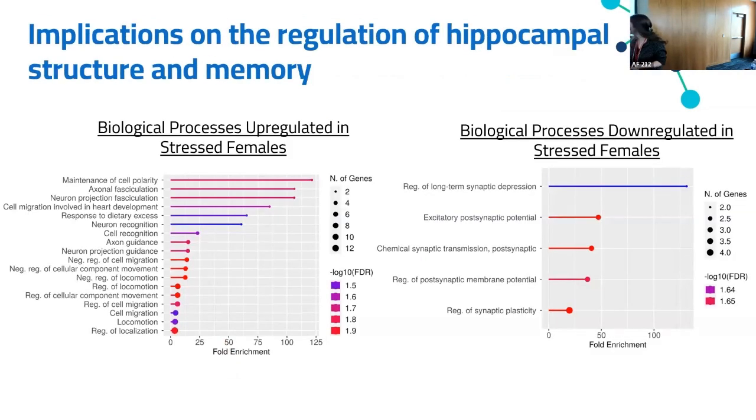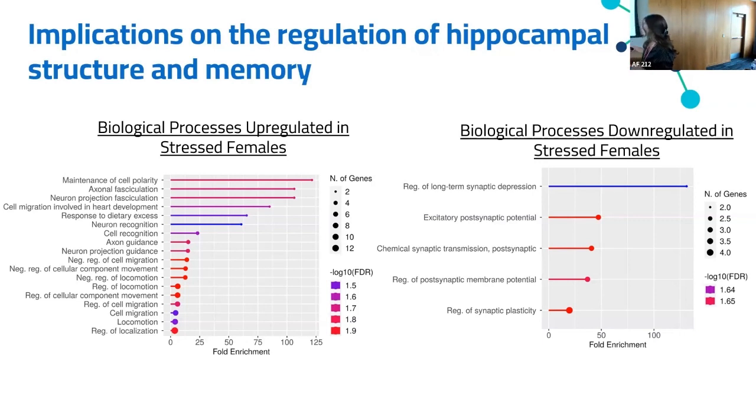And what are our implications on the regulation of hippocampal structure and memory in the females? So here we have our gene ontology plots, as I said before, how we globally look at gene function. And these plots just tell us the biological processes that the female DEGs are contributing to.